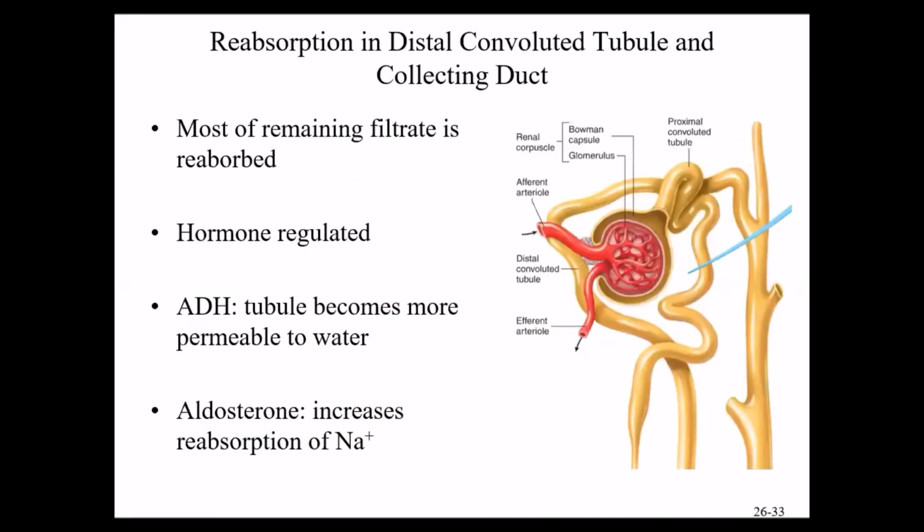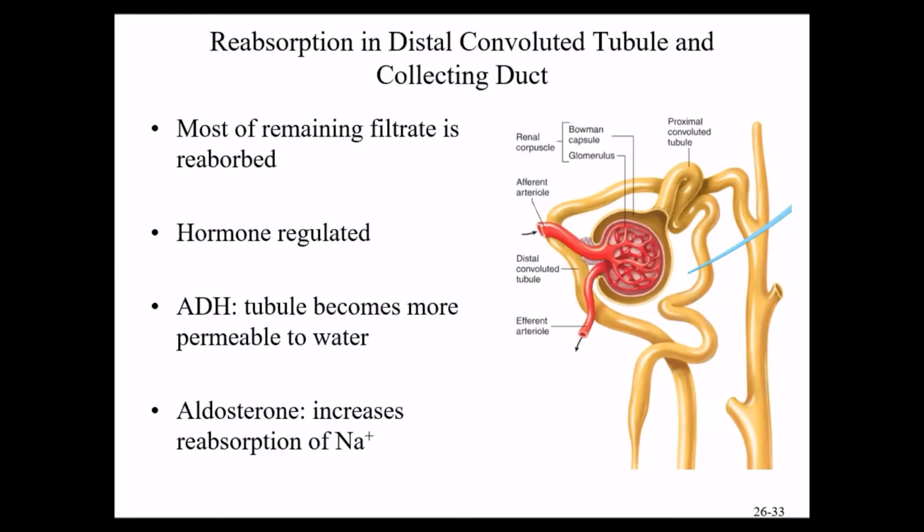The distal convoluted tubule and the collecting ducts are also areas where some filtrate can be reabsorbed, but most of the filtrate is being reabsorbed in the proximal tubule and the loops of Henle. Now the distal convoluted tubules and collecting ducts are regulated through hormones like ADH and aldosterone, and we've mentioned both of these hormones really throughout the course.